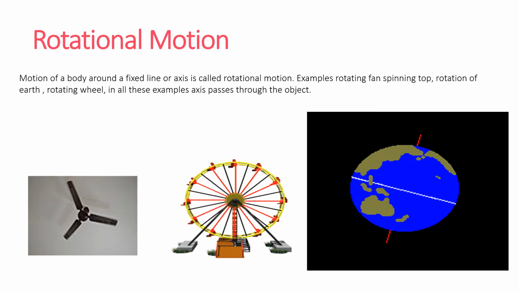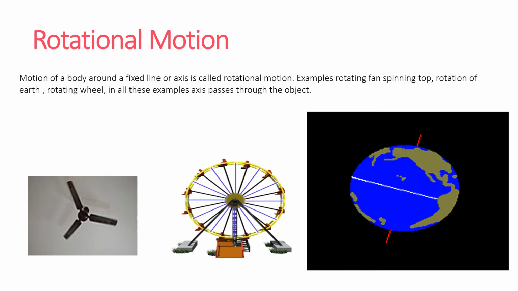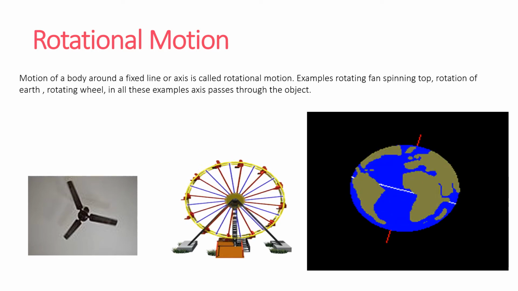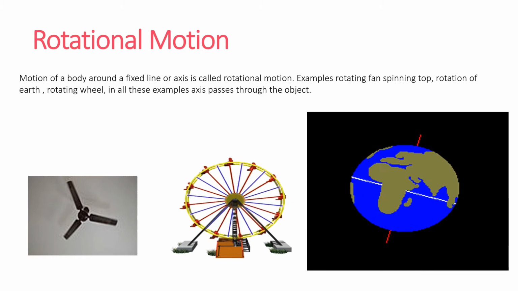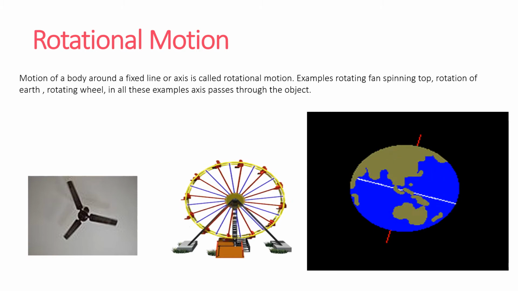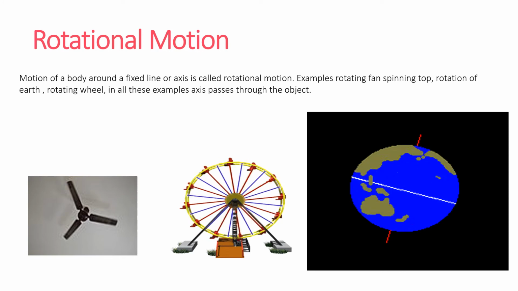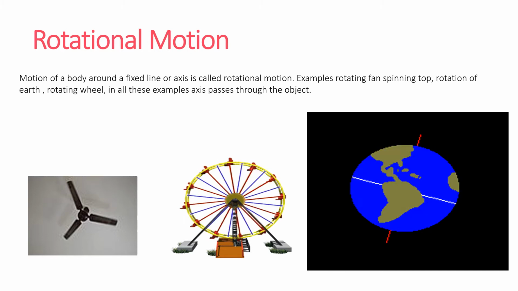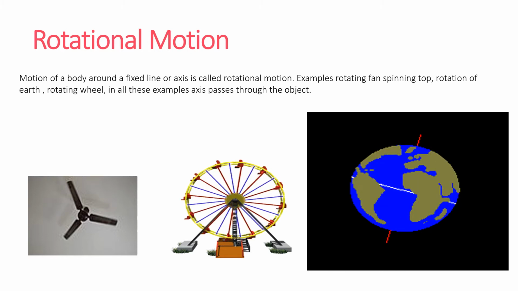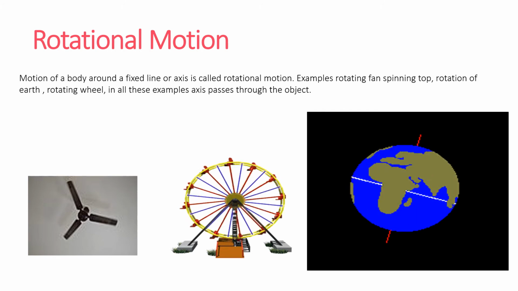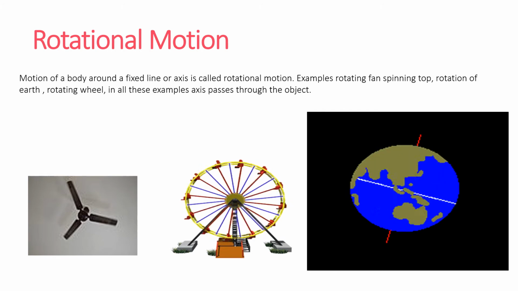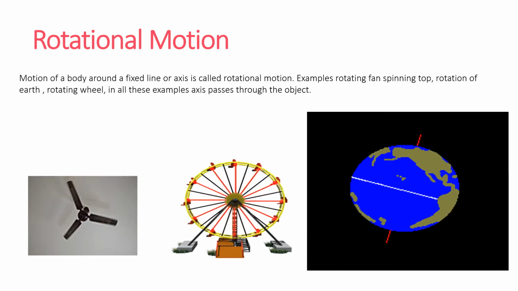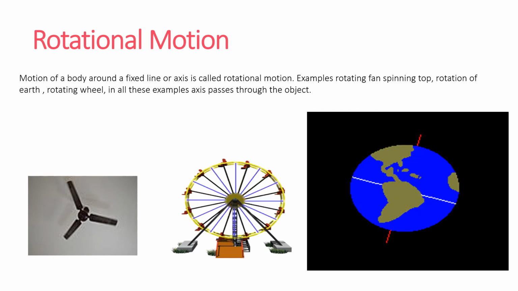Rotational motion. When we consider the fan as a whole as a single object, it undergoes rotational motion. The fan is attached to an axle and the fan is spinning around this axle. The motion of a body around a fixed line or axis is called rotational motion. The rotating fan, a spinning top, the rotation of the earth. In all these examples, the axis passes through the object. So what is rotational motion? Motion of an object around a fixed line or axis is called rotational motion.